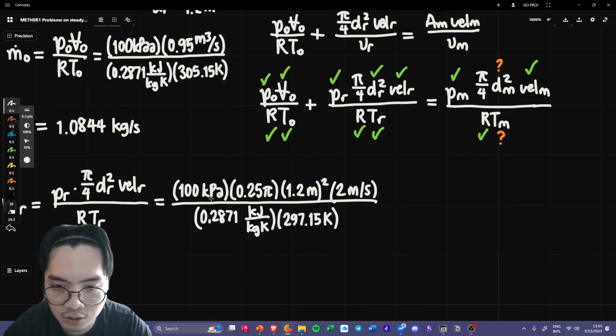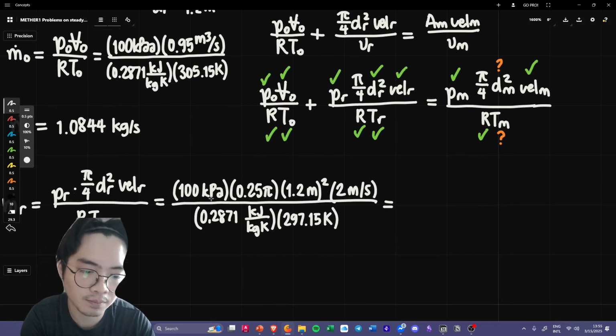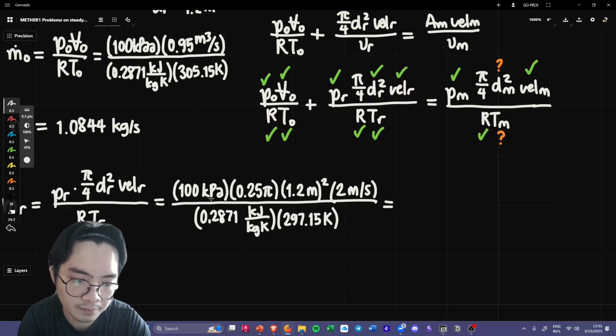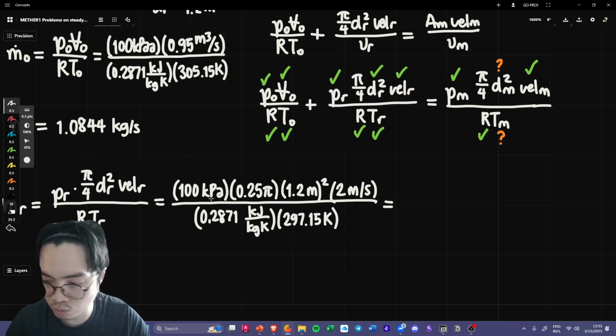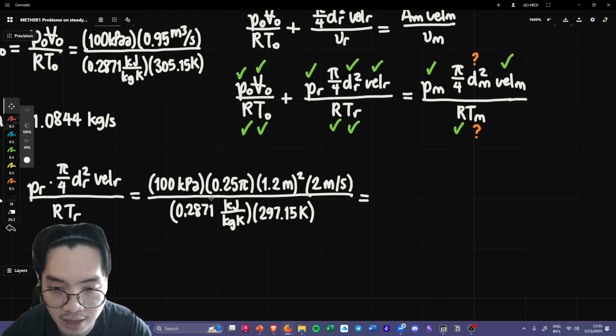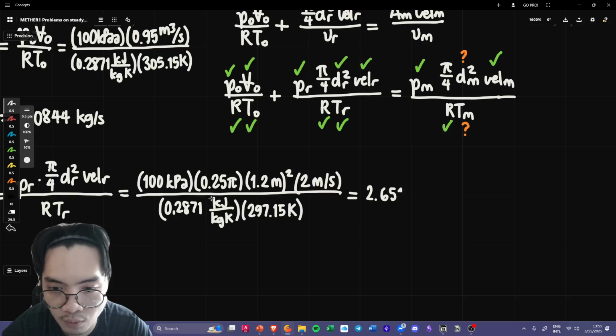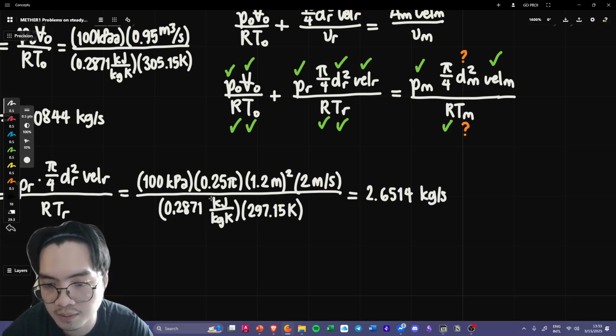So now, where should we go? Now, calculate this. 100 times 0.25 pi times 1.2 squared times 2 all over 0.2871 times 297.15. That gives you 2.651388. So 2.6514 kilograms per second.